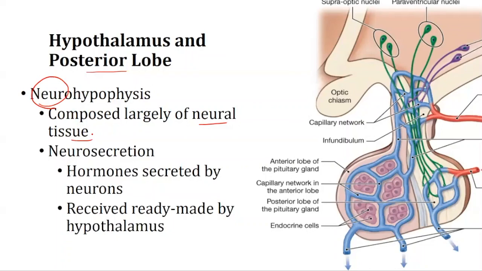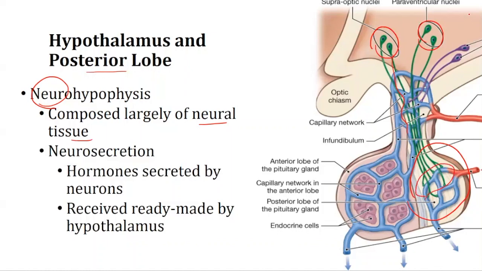What happens at the posterior lobe? There is neurosecretion. These neuron-like structures or specialized neurons coming from hypothalamus, these are going to travel to the posterior lobe. Okay, so this is the posterior lobe of pituitary gland. So these are going to travel to the posterior lobe, specifically to the capillaries in the posterior lobe.